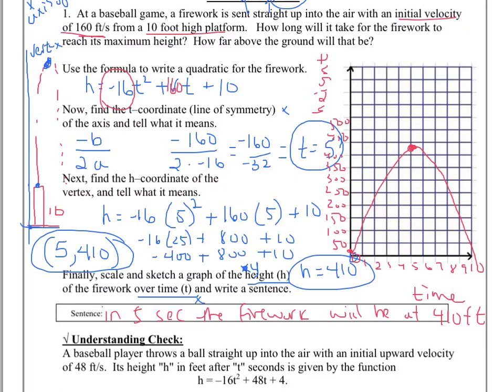I also want to look back up at the problem and make sure we answered all of the questions. It says, how long will it take for the firework to reach its maximum height? It will take 5 seconds. And then how far off the ground will it be? It will be 410 feet off the ground.